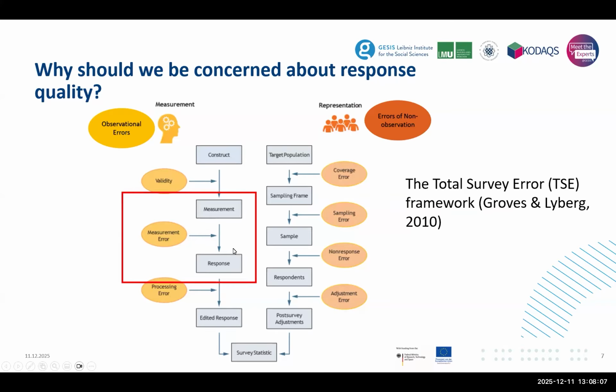And then, as you can see, we also have measurement error, which is located at this intersection of measurement with an instrument or with a question and the given response that you get from surveying respondents or other units. And when we look at the total survey error framework, we are located at this intersection. We are looking at measurement error specifically today in this talk.